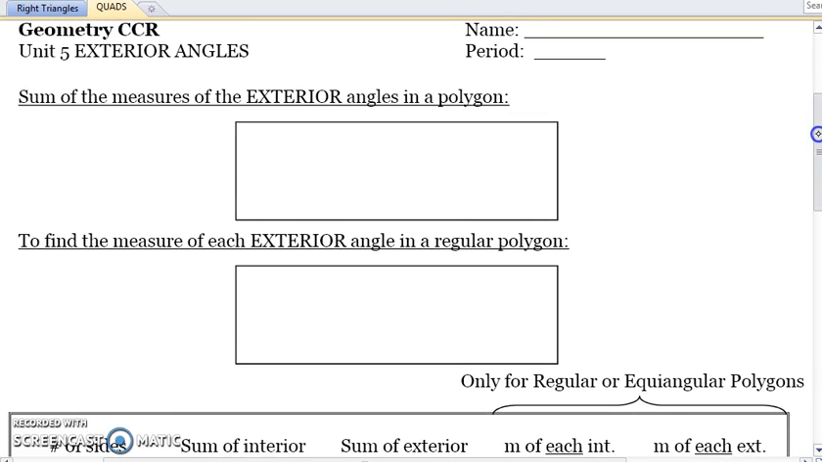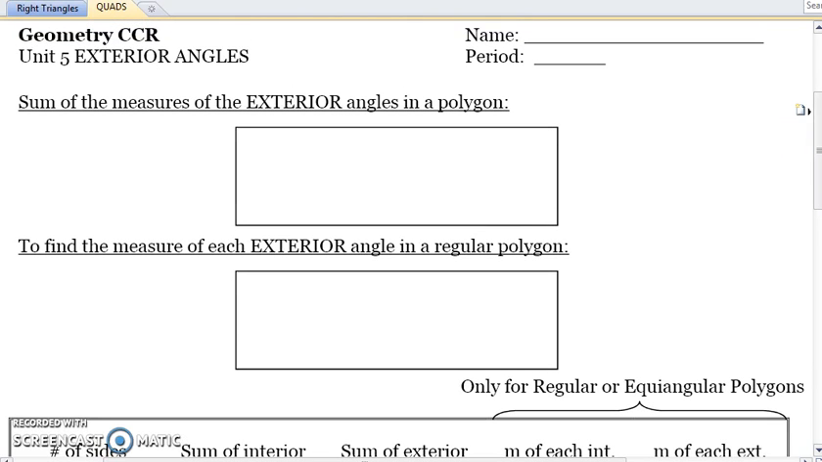Today we are going to be talking about exterior angles in polygons. Our exterior angles will have a different formula than the interior angles. The sum of all of the measures of our exterior angles, our formula for that is going to be S sub E, right? Sum of the exterior angles is equal to 360. It's always equal to 360. So whenever you see the word sum and exterior, you're thinking, oh, that's got to be 360.